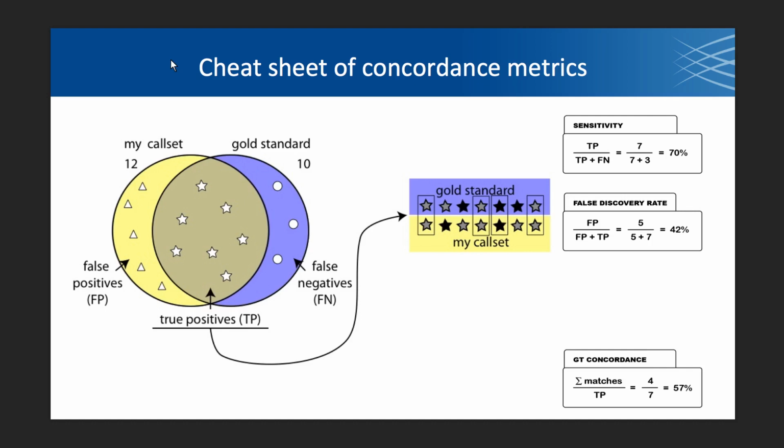We can also calculate the genotype concordance, which is just the matches divided by the matches when we talk about genotypes. Because there's a difference between comparing variants and comparing genotypes. So here, that's going to be 4/7.